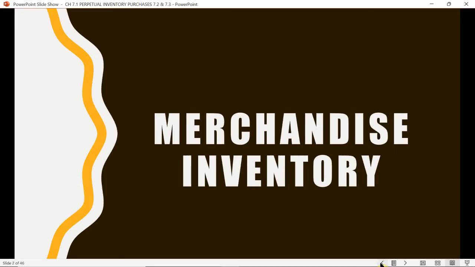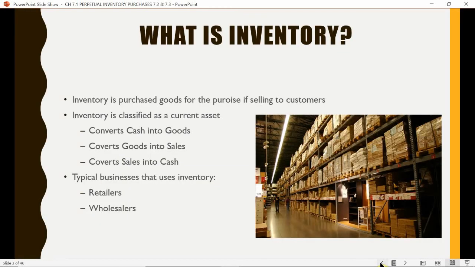Once again, we're looking at merchandising inventory, which we talked about before, where our assumption is that we purchase our goods with cash, and then we convert those goods into sales and those sales into cash. The more typical businesses that do this are the retailers, wholesalers, and merchandisers, those typical stores that sell products and goods to customers.